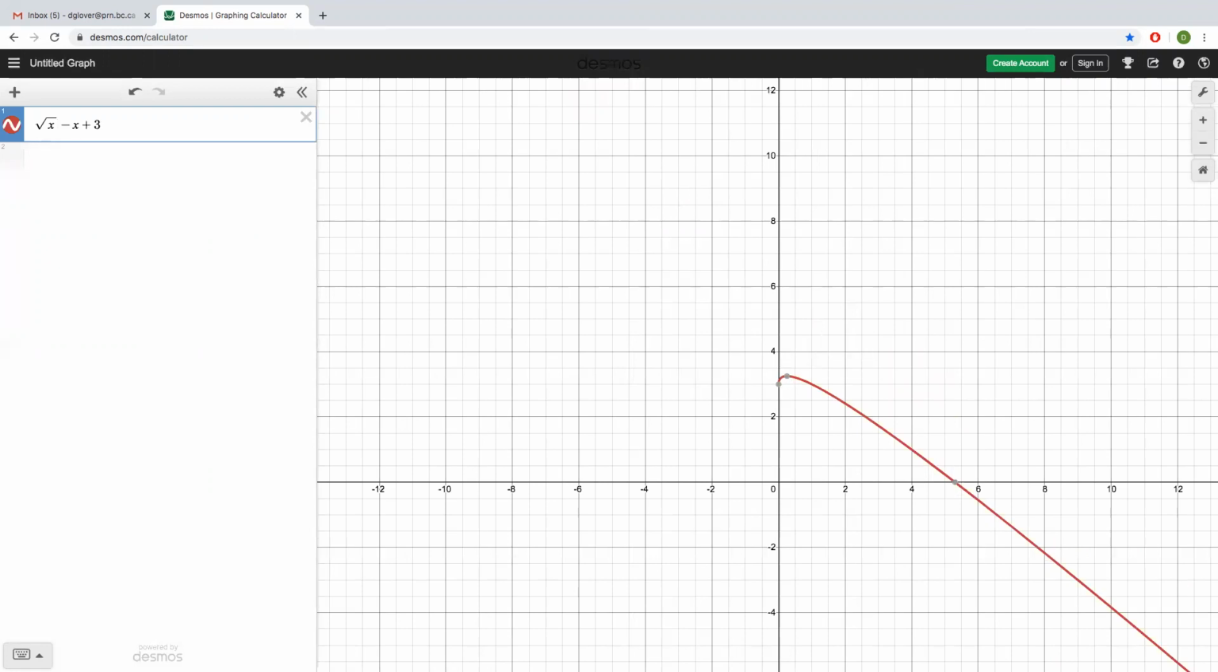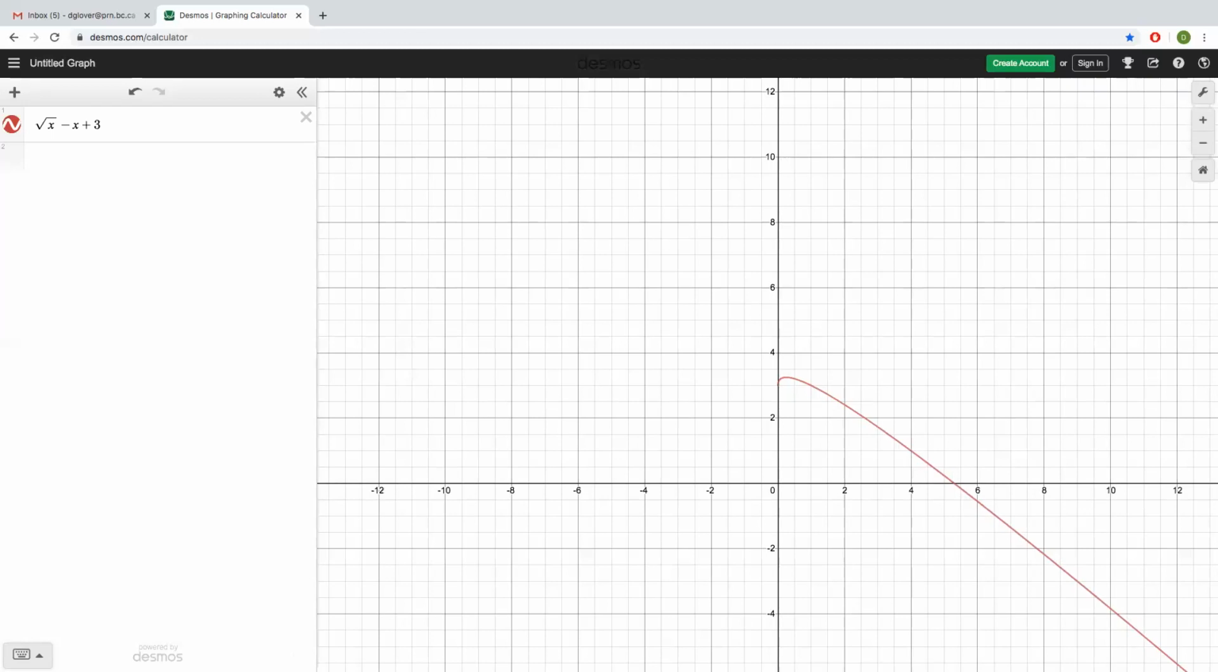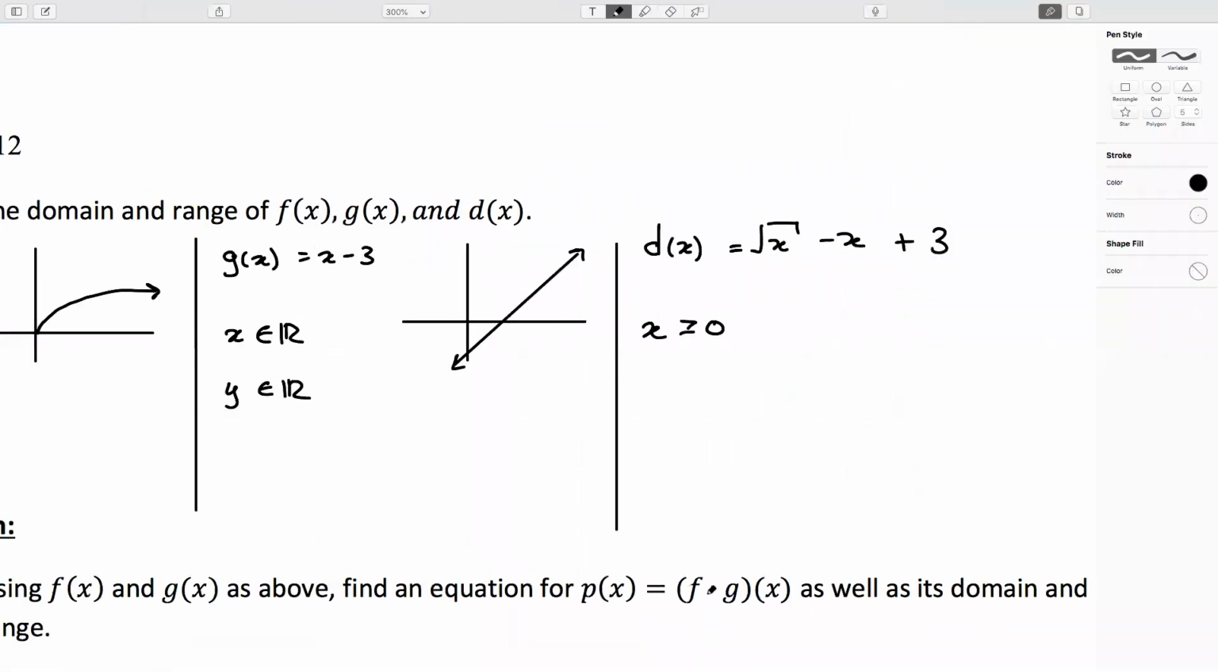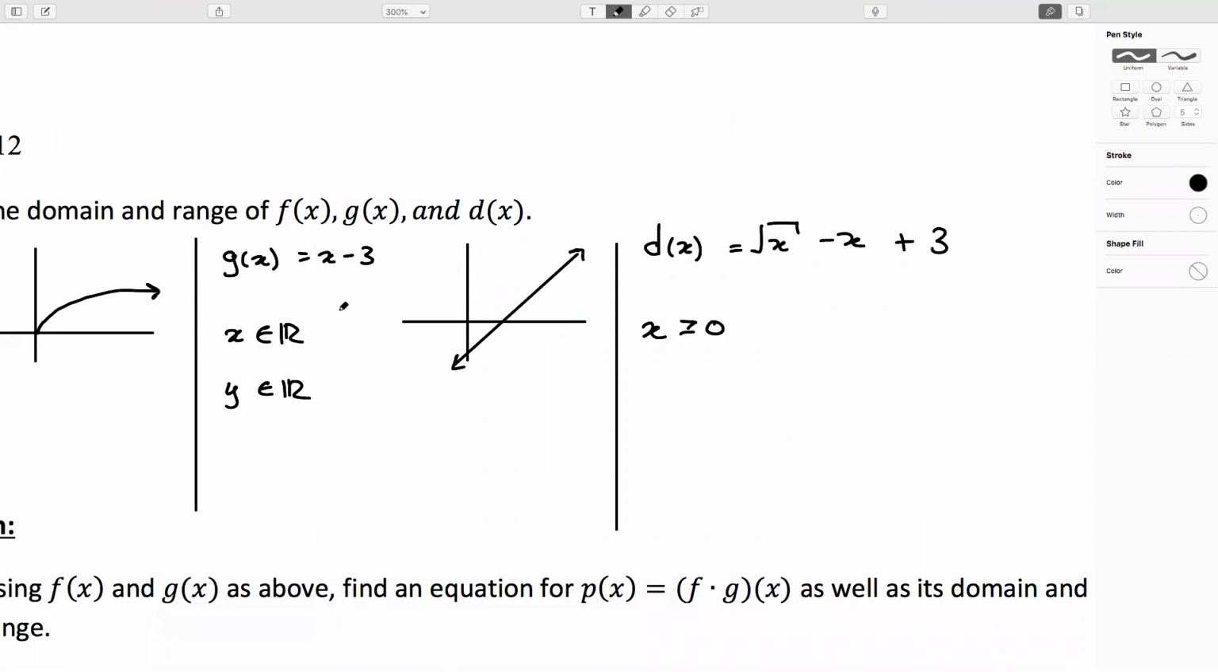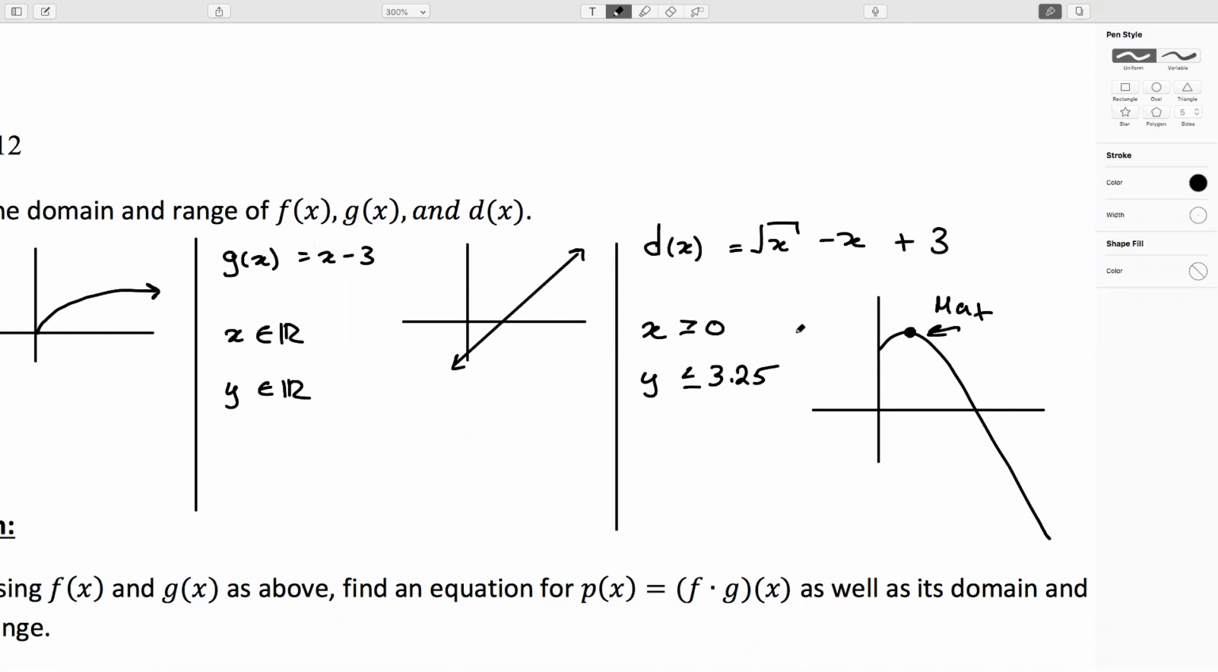If we go back to our question, we now have an upper limit to what the y values are. We know what the range is. It can't be any bigger than 3.25. So we can draw a little sketch in here if we want, just so we have an idea what the graph looks like. Basically it looks like this, and this point right here, that's our max. So our y value has to be less than or equal to 3.25. Again, you're going to have to graph it to know the exact value.